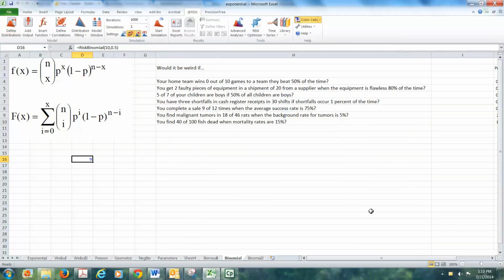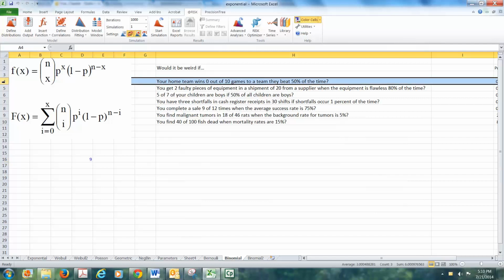One of the most useful applications of the binomial distribution is that it helps us identify things that are weird. Now, that's not a very scientific term, but I like to use it because it's so descriptive. So here are some examples to consider. We're going to look right in here, and we're going to look at a number of examples. Beginning with, your home team wins no games out of 10 to a team they beat 50% of the time. Would that be weird if that happened?